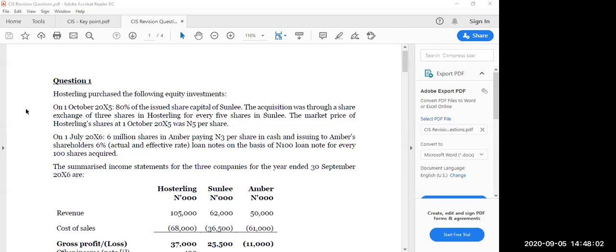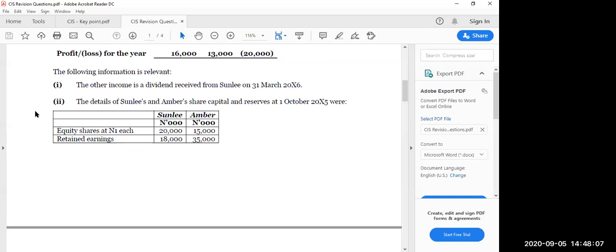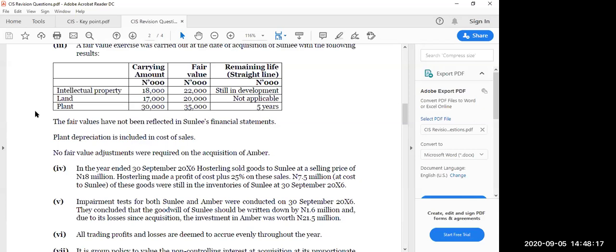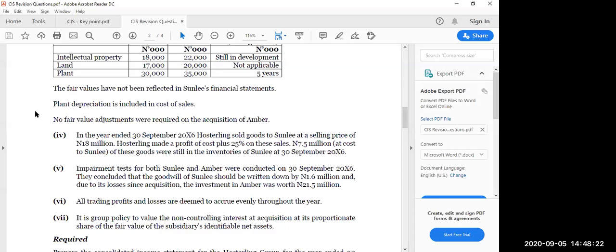Additional information one talks about a dividend received. It's more of an intra-group transaction. Additional information two and three still tell us about what happened at acquisition. Additional information four and five are largely about things that happened post-acquisition. Let's just dive right into the question.